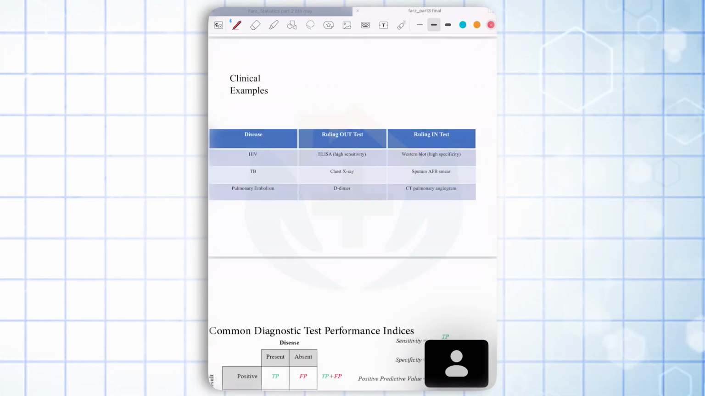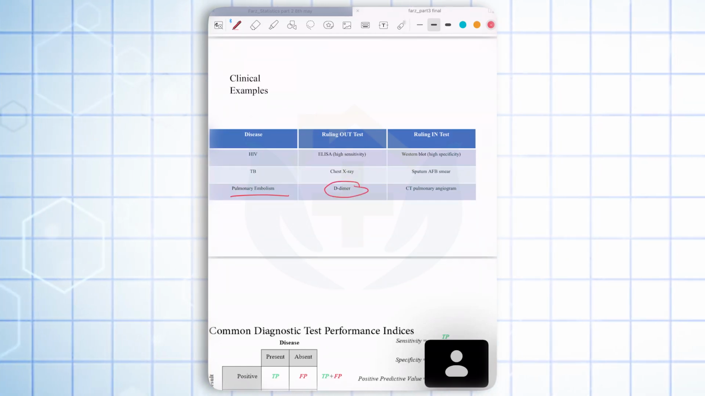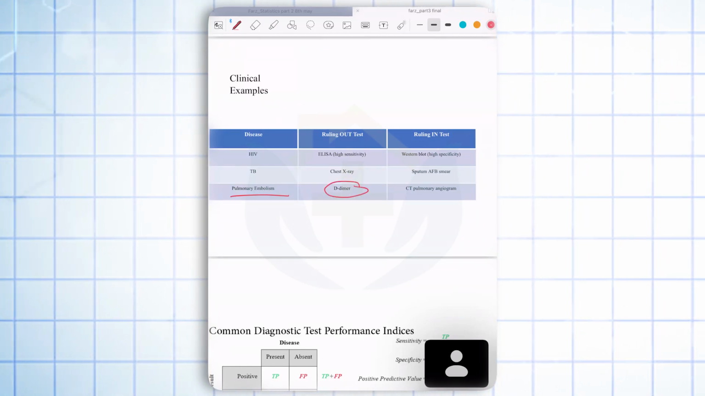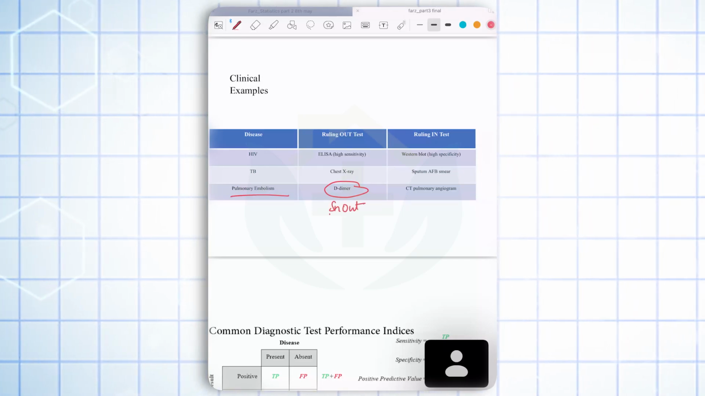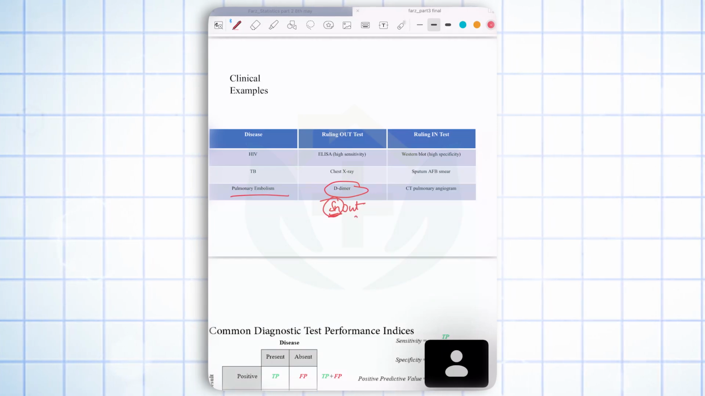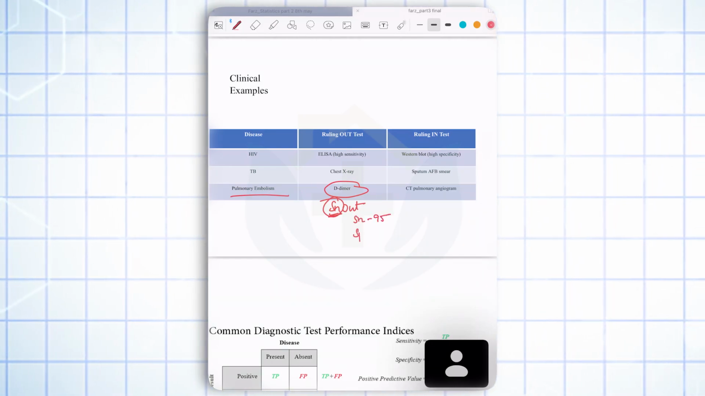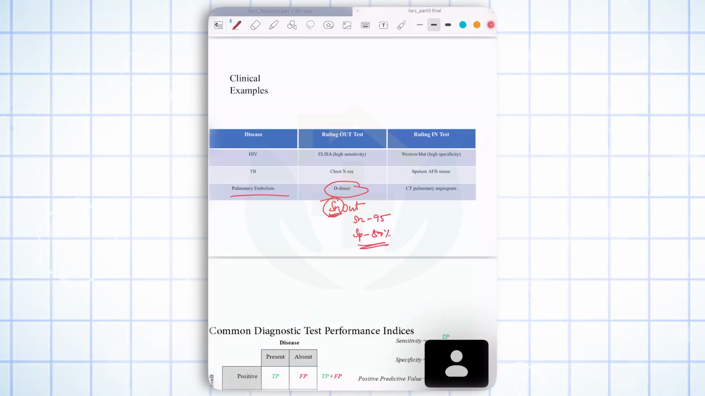So these are the real life tests. Once you suspect a pulmonary embolism, you do a D-dimer just to rule out disease, because the D-dimer is SNOUT. It has high sensitivity, around 95%. The specificity is only 50%. So only with this you can rule out a pulmonary embolism.